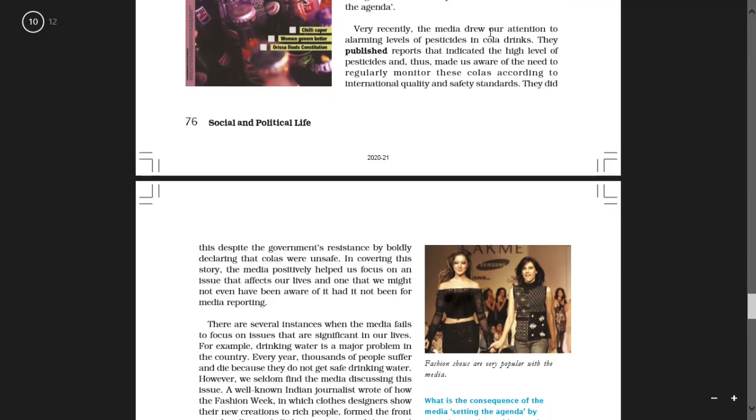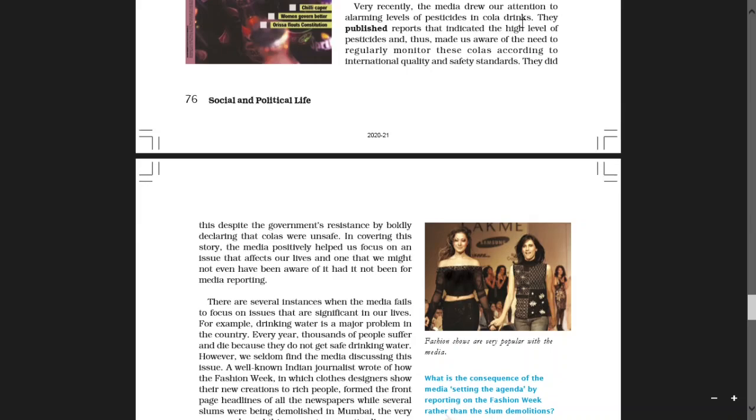Very recently, the media drew our attention to alarming levels of pesticides in cola drinks. Pesticides are chemicals which are used to kill pests on the crops, boys. So our attention has been drawn to this level of pesticides in Coca-Cola drinks. They published reports that indicated the high level of pesticides and thus made us aware of the need to regularly monitor these colas according to international quality and safety standards.